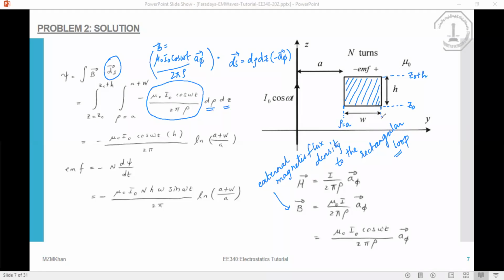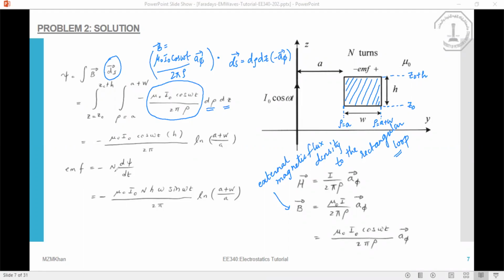Then what will be this one? This is W, so rho is equal to A plus W. Therefore my rho is from A to A plus W, and my Z is from Z0 to Z0 plus H, and this is my integration. Once you integrate, you will get this. And by the way, you will see that this Z0, which you used as a constant, will cancel out. So you will get this as an answer.